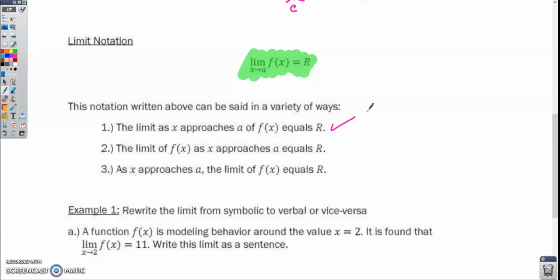Okay, go ahead and pause the video for a few moments and try your hand at example 1a and b and see how you do answering those questions. Okay, I'll be back with you in a few seconds after you unpause.